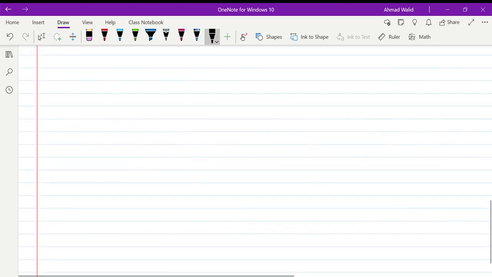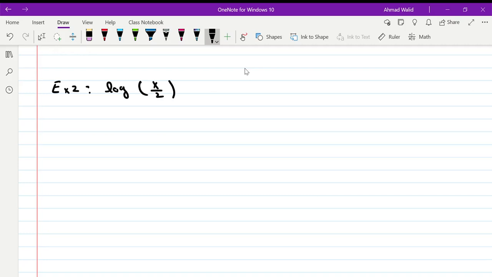Example number 2. Again, expand. Log of x over 2, of course base 10, or log of x over 2. Quotient rule, right? Then I can write log of x minus log of what? Log of 2. Very easy.